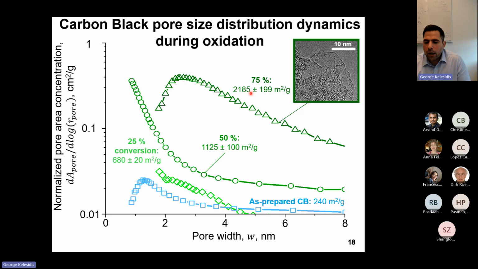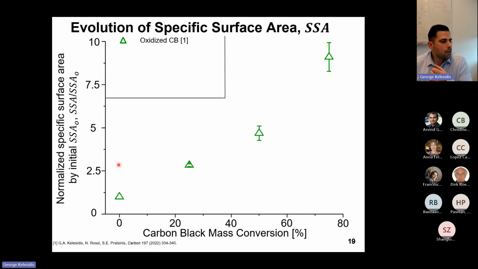Now, I would like to highlight over here that the large surface area that we obtained for these oxidized carbon blacks is mostly coming from the internal pores that are formed inside these carbon black nanoparticles. And to further elucidate this, I will present you next the normalized specific surface area on the y-axis obtained as a function of the carbon black conversion, as I showed you before.